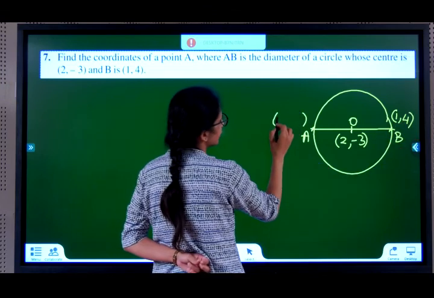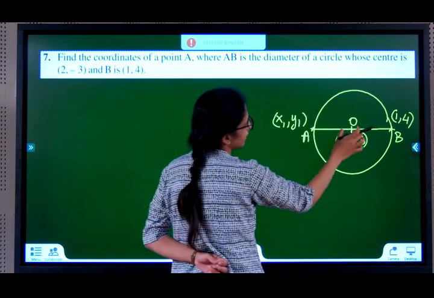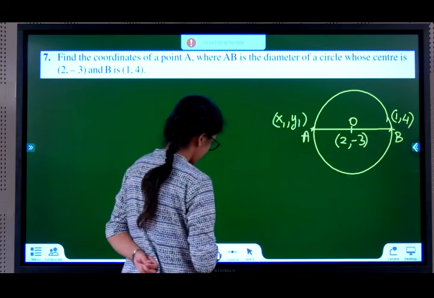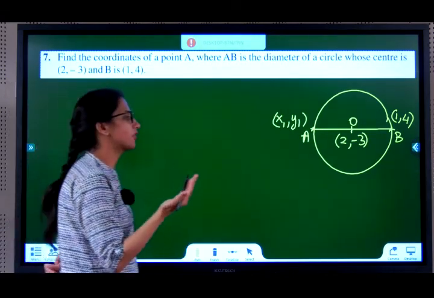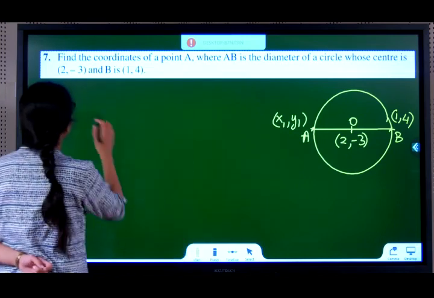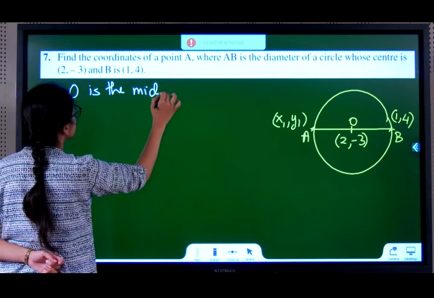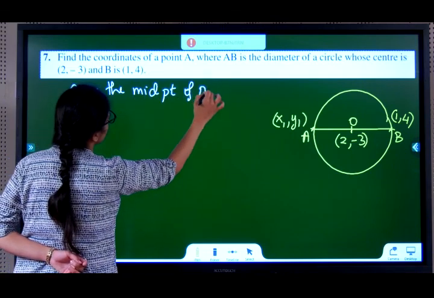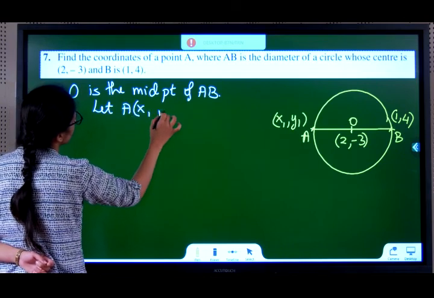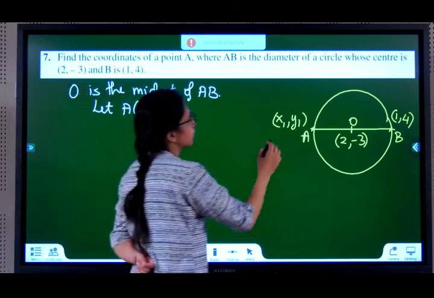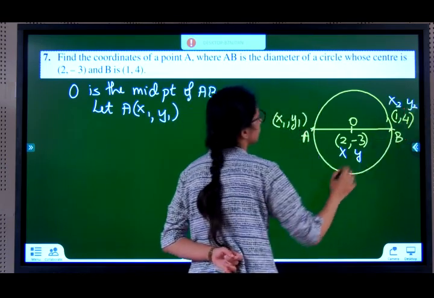Let's say this is x1, y1, this is x2, y2, and this is x, y. O is the midpoint of AB. Agreed? The center is the midpoint of the diameter. We all know that. So O is the midpoint of AB. Let A be (x1, y1). So this is (x1, y1), this is (x, y), and this is (x2, y2).